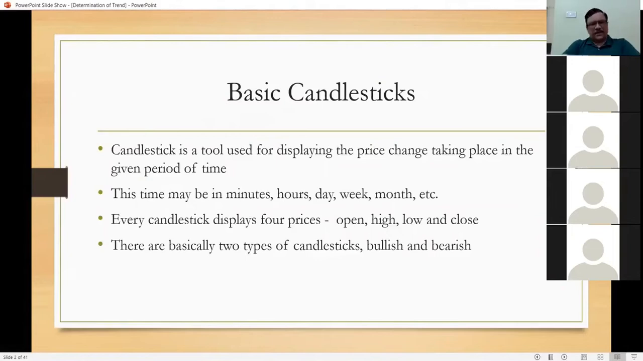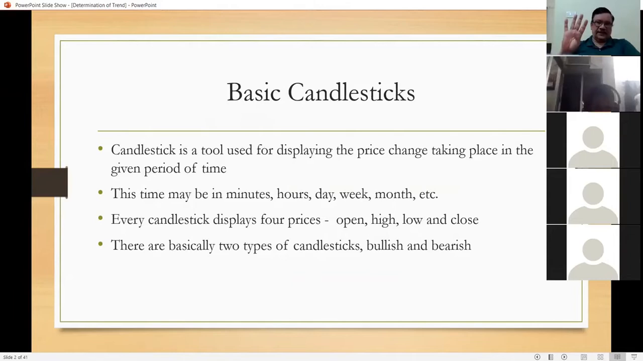Trend is determined basically using the charts. Different types of charts are there. The most popular are the candlestick charts. What are candlestick charts? Candlestick chart is nothing else. Movement of price is expressed as graph. But price means which price? Okay. So each candlestick represents 4 prices that take place in whatever time you choose.